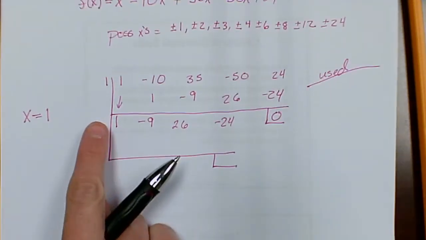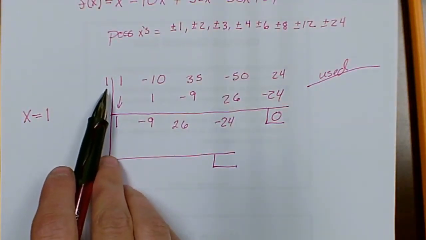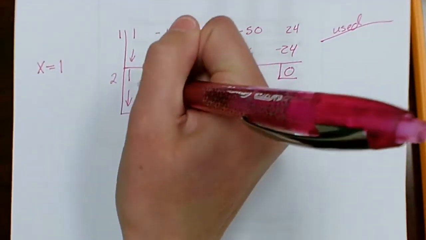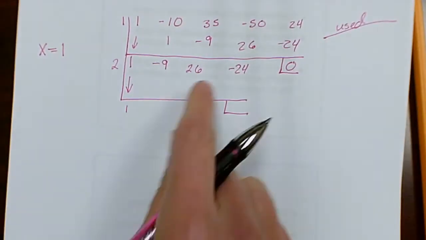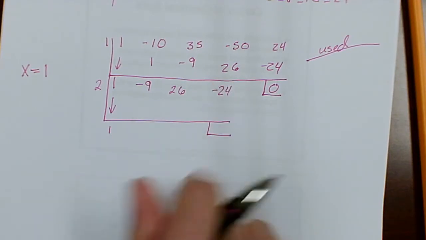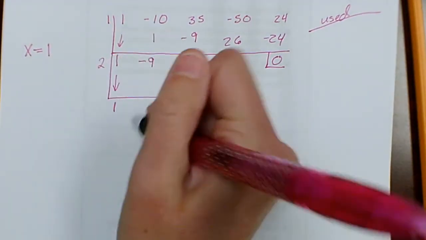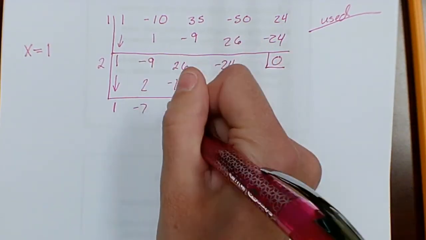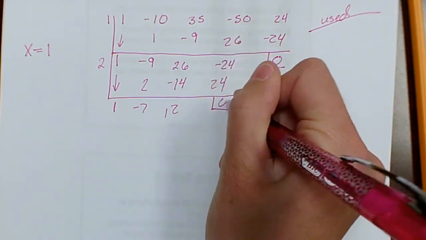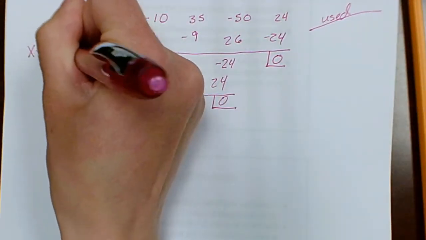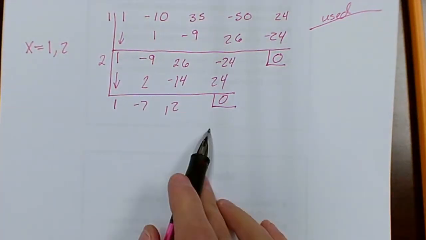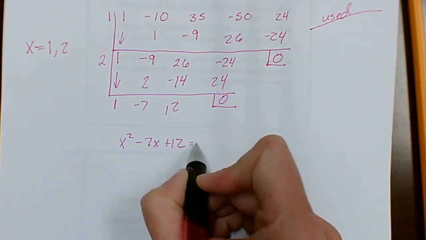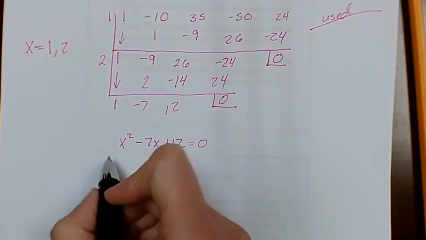So the next one, and I do want to tell you that if you use number 1, it could be used again. I'm going to go ahead and use number 2. I just know 2 will work. And anytime you do not get a 0 here, you need to choose another number. 2 times 1 is 2. And we get negative 7. Add, multiply, add. So we know 2 is a factor. Now, if you want to, you can keep going, or you can say, well, that's x squared minus 7x plus 12 equals 0. Solve for that.